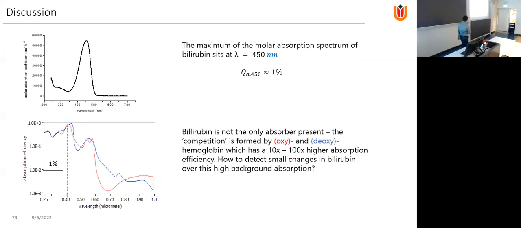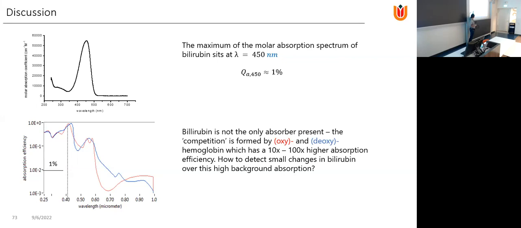So that begs this question. This would be the absorption efficiency that we want to detect. But of course, bilirubin is not the only absorber in the tissue. The competition in this case is given by blood, the blood that's also present there. On the bottom side here, you see a graph that plots the absorption efficiency of hemoglobin and oxyhemoglobin. And if you look at 450 nanometer, which we were considering, then 1% sits about here.